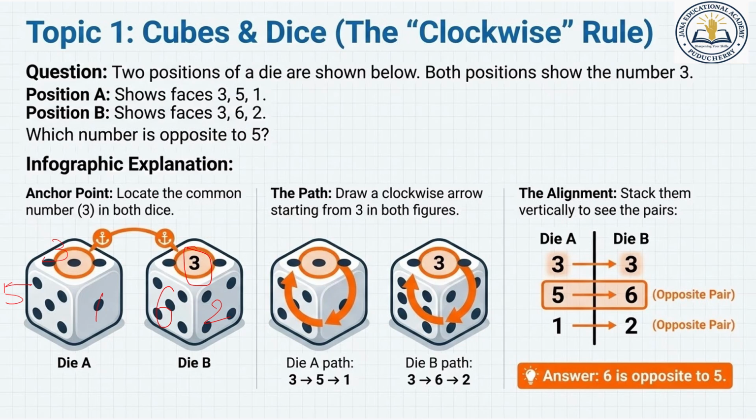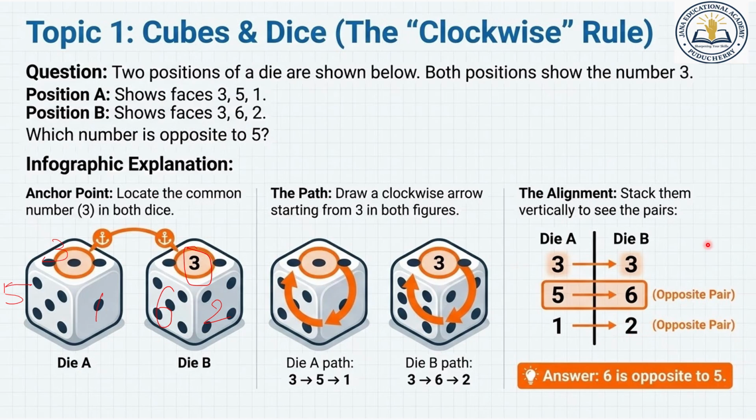So take die A and the alignment. Both have the common number 3. Right? So the 5 is opposite to 6. This 5 is opposite to 6. Similarly, 1 is opposite to 2, and 3 is opposite to 4. What they are asking: which number is opposite to 5? What is opposite to 5? 6. Suppose in the question they ask which number is opposite to 1, it is nothing but 2.